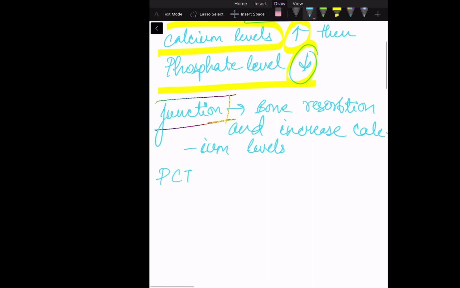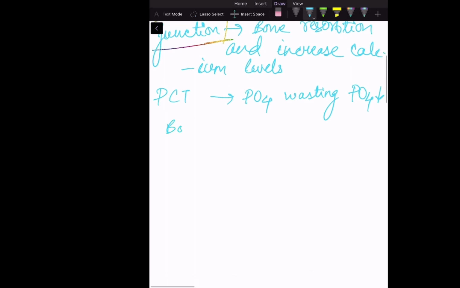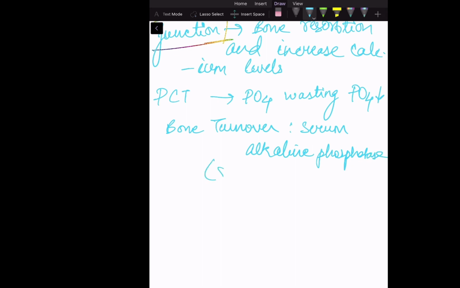The second one is in proximal convoluted tubule, they help in PO4 wasting. That means the decrease in levels of phosphate. Then also bone turnover, that is serum alkaline phosphatase. We call it SAP.